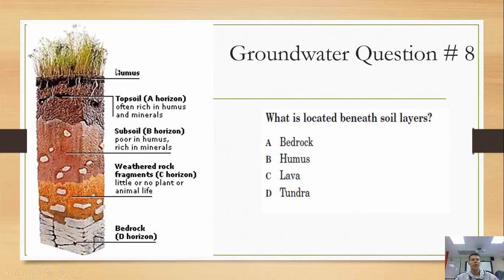Our soil profile on the left contains our humus, which is the organic matter, the decaying plants and animals at the top. Our topsoil, which is our very, very rich, fertile soil. Our subsoil, which here in Virginia Beach is a very tightly packed clay. Our weathered and fragmented rock. And then at the very bottom of it all, we have our bedrock. So our question is, what is located beneath the soil layers? And the best answer here is A, the bedrock.